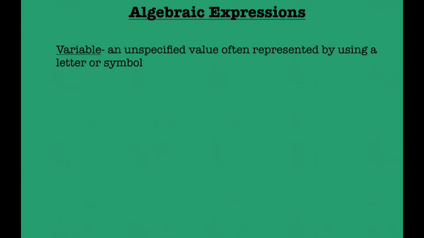Let's look at some of the basic components of algebra. We're going to look at a variable first. A variable is an unspecified value often represented by using a letter or symbol.